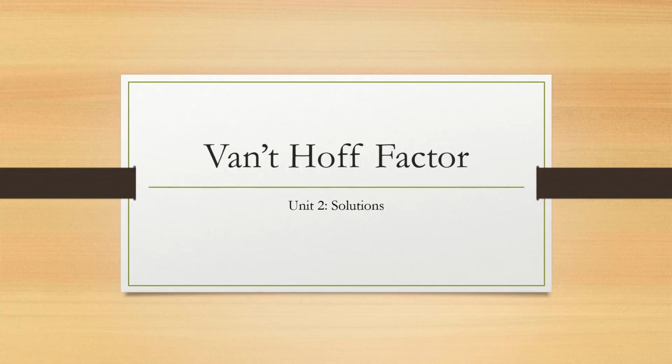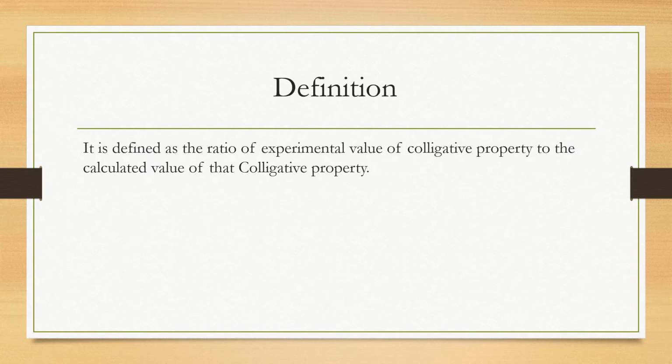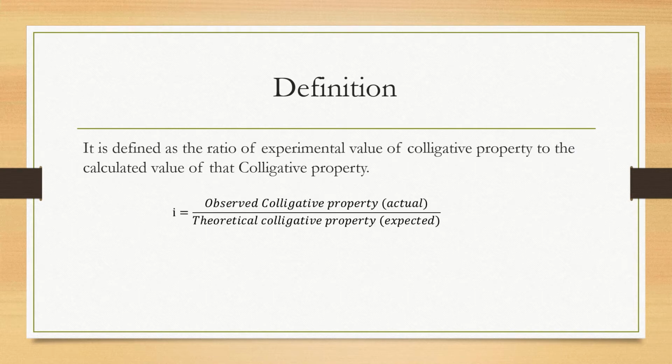Now, to calculate the extent of association or dissociation in a solution, Van't Hoff introduced a factor i, called the Van't Hoff factor. This Van't Hoff factor is defined as the ratio of the experimental value of the colligative property to the calculated value of the colligative property.